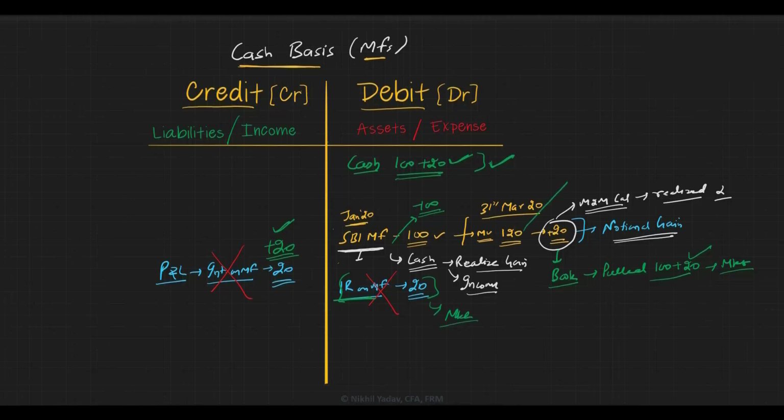Why cannot we book this gain on accrual basis? Since there is market risk involved. Unlike government securities where the receipt of income was certain, here there is market risk and we do not know the value of this 120 would increase or decrease tomorrow. Tomorrow it might turn to zero.